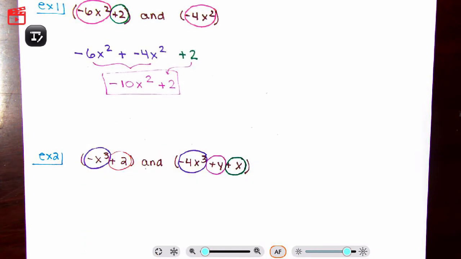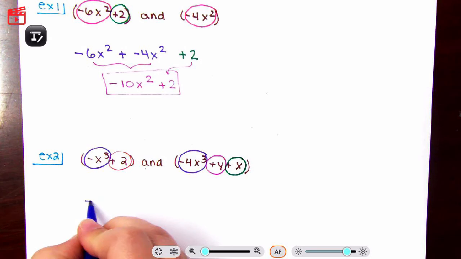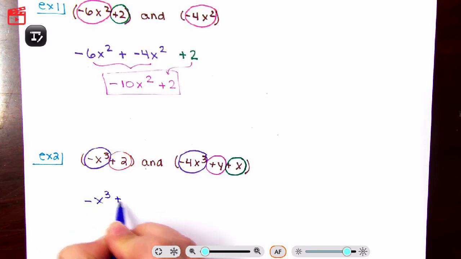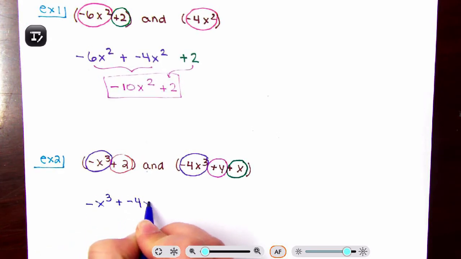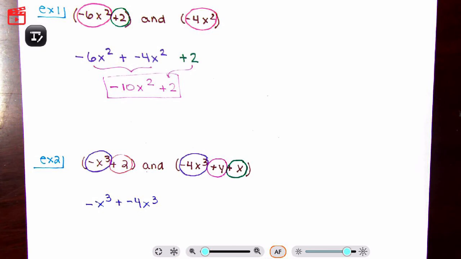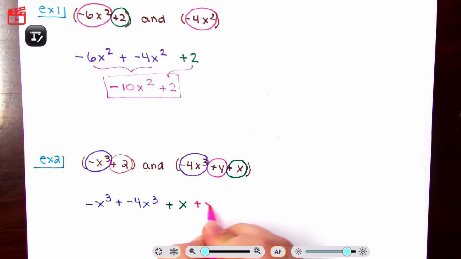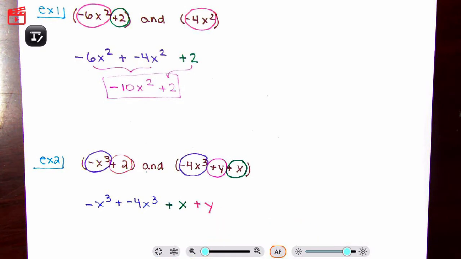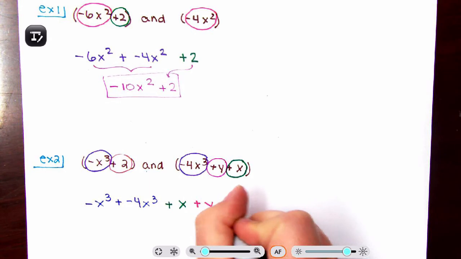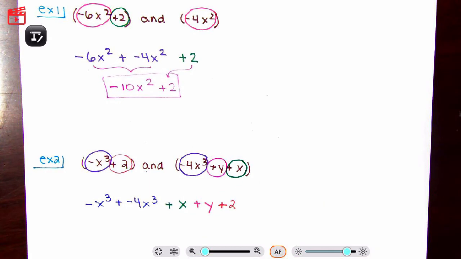So the only two things that have like terms, the variable and the exponent that are the same, are negative x cubed and a negative 4x cubed. Everything else are kind of by itself. So I have that positive x, I have that positive y, and I have my positive 2.